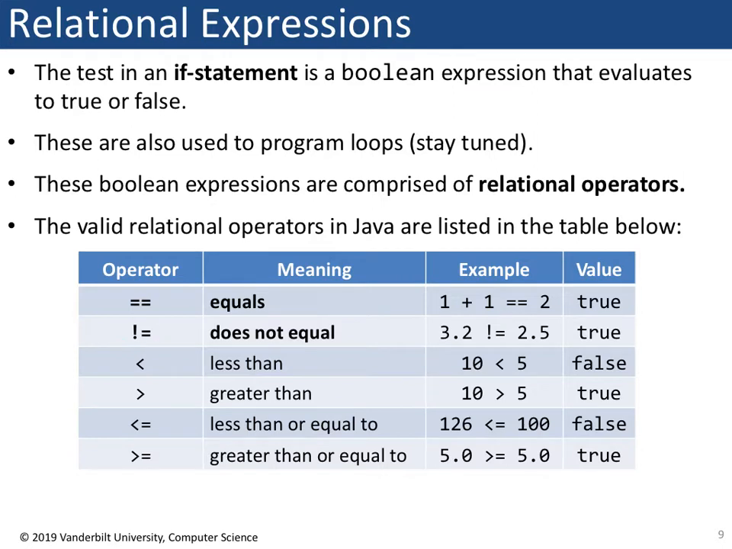So as an example, 3.2, this is a logical test. We are asking the question, is 3.2 not equal to 2.5? Now notice how I worded that. Is 3.2 not equal to 2.5? And the answer is yes. 3.2 is not equal to 2.5, and therefore this test would evaluate to a Boolean value of true.